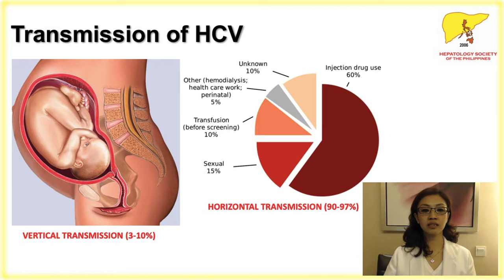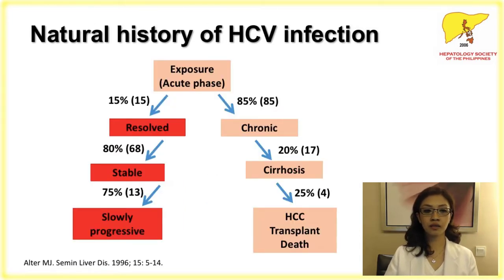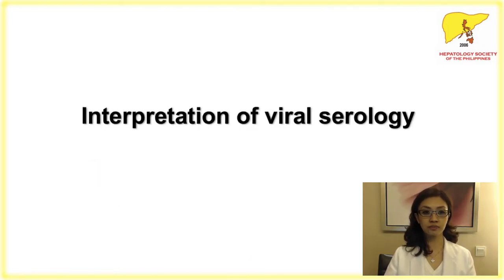Now, in hepatitis C, infection via vertical transmission only occurs in 3 to 10%. Unlike hepatitis B, horizontal transmission is the more common route of transmission in hepatitis C. In the Philippines, about 2% of the population is infected with hepatitis C. Like hepatitis B, hepatitis C can develop into chronicity. However, different from hepatitis B, chronicity in hepatitis C develops in majority of the infected patients regardless of age.